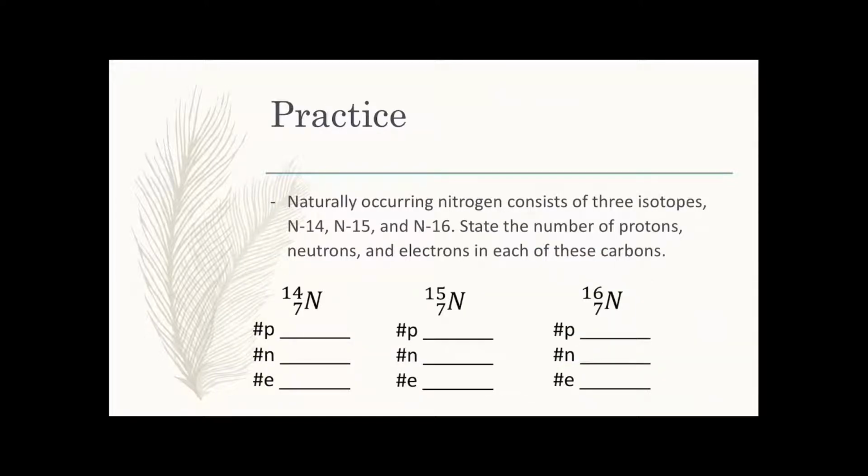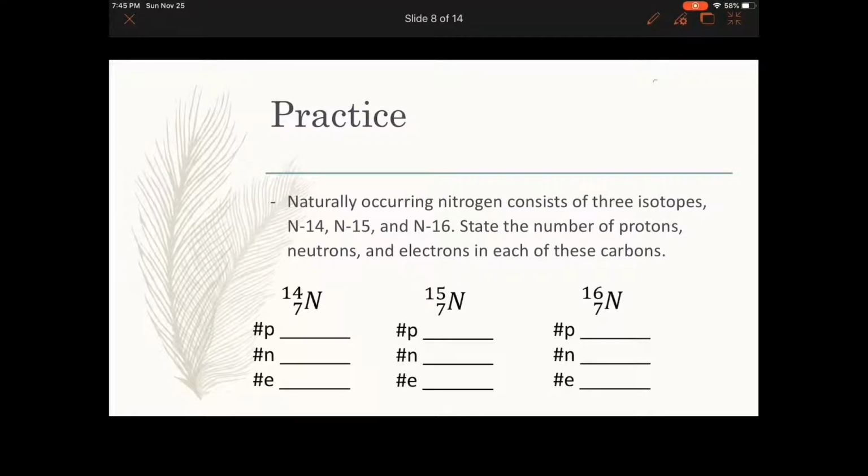All right, so let's do some practice. So we've got some naturally occurring nitrogens here that have 3 different isotopes. We've got N14, N15, and N16. Just so you know, this is a shorthand way to write the different masses, the different isotopes for it, because we know that nitrogen has an atomic number of 7. So if we're writing the atomic symbol and we need to indicate if the mass is different, this is how we're going to write it.